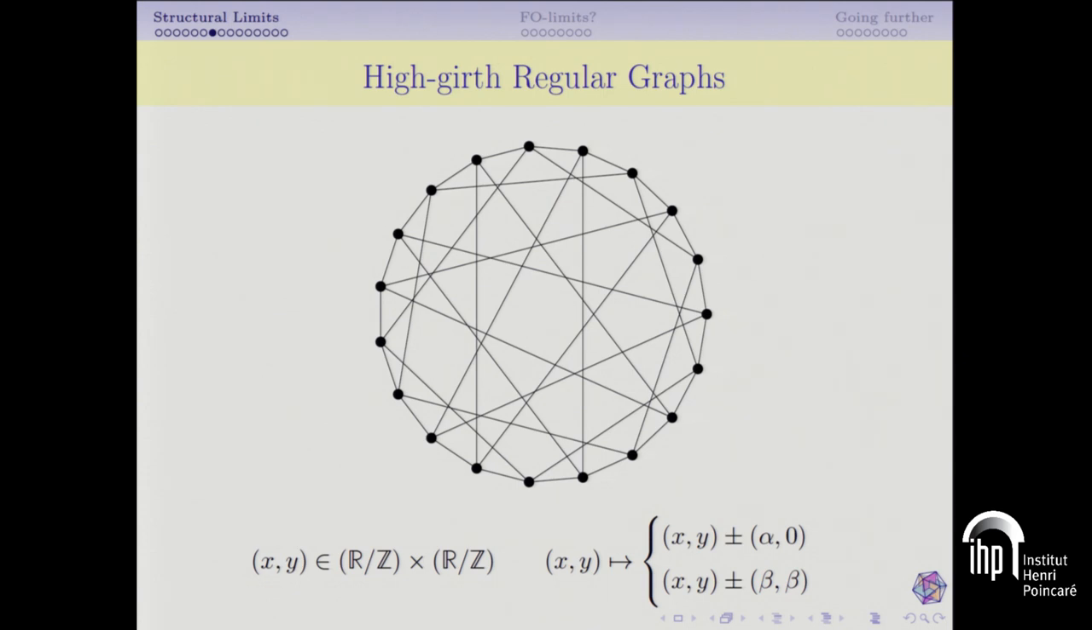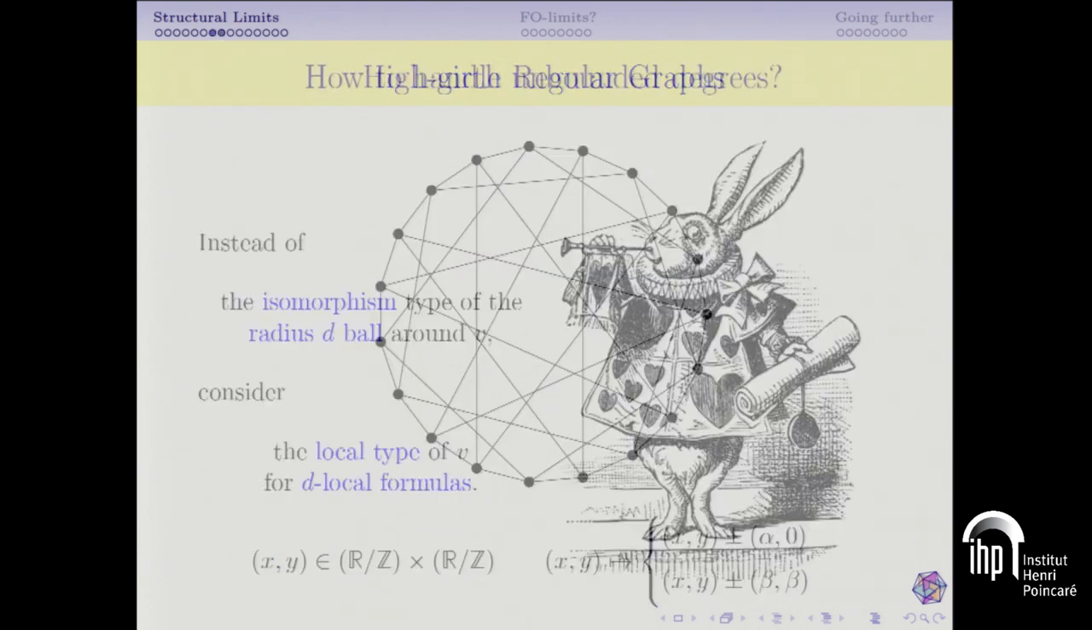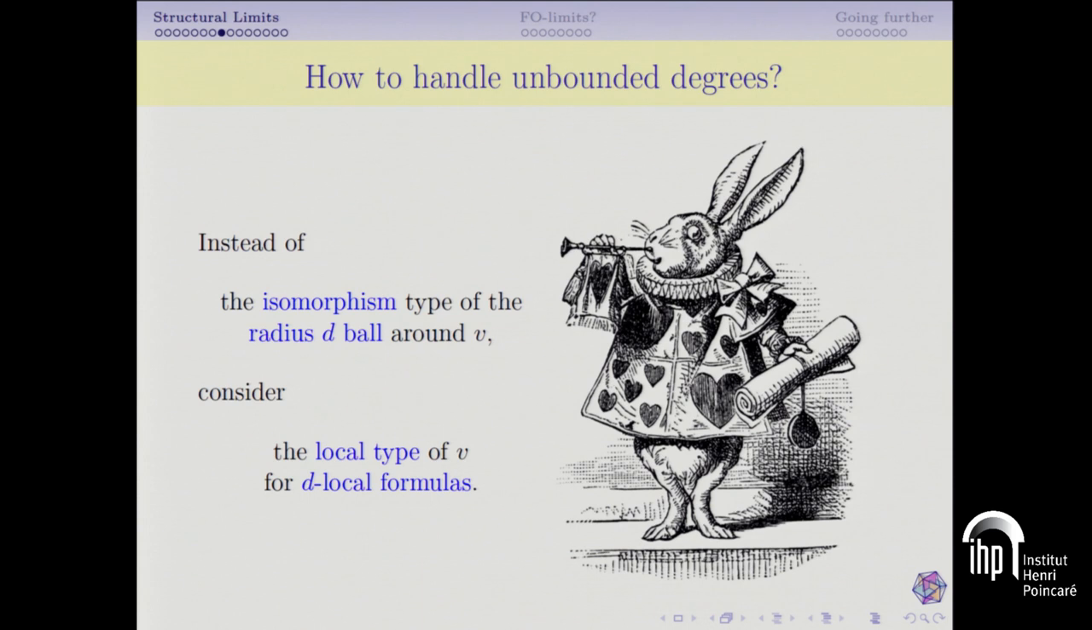Which looks quite familiar from another perspective. And you can construct a graphing by considering on the torus two rotations that will never interfere in some sense. So this is a well-established theory for limits of bounded degree graphs.